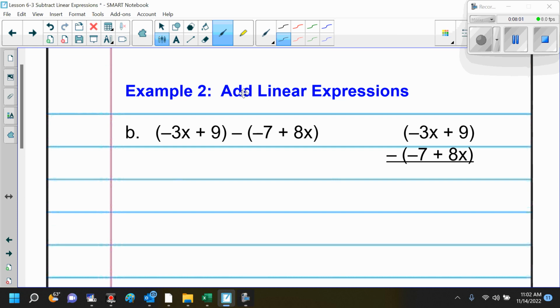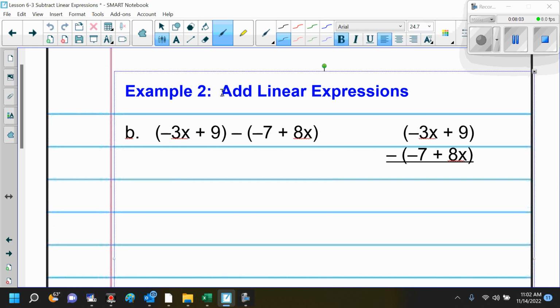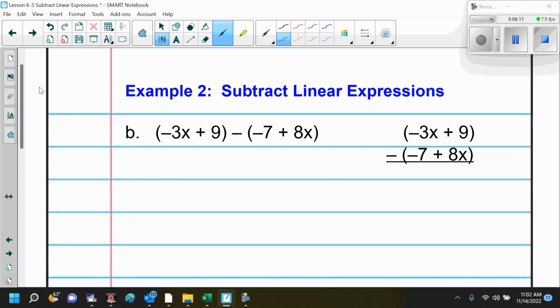So here, and I'm sorry, this is supposed to say subtract. Subtract linear expressions. All right, so again, we have the two different methods. Okay, these are the shapes over here, and this is the stacking. Okay. Now, we're going to distribute that -1 throughout the parentheses.